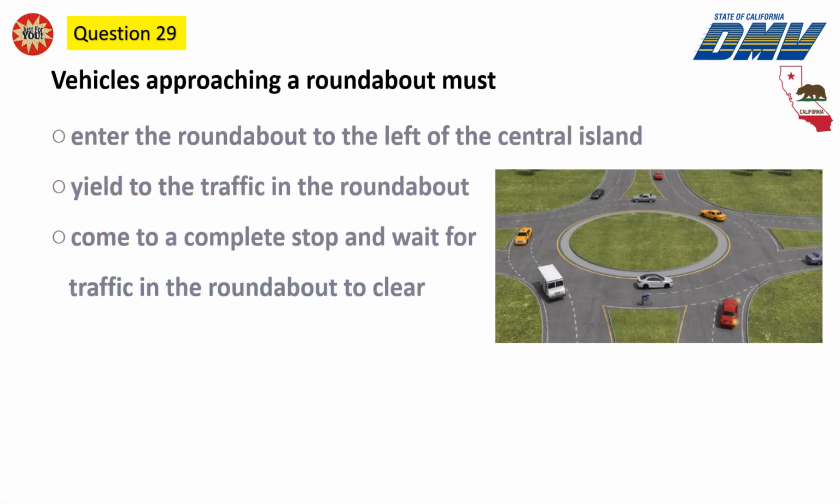Question 29. Vehicles approaching a roundabout must enter the roundabout to the left of the central island, yield to the traffic in the roundabout, come to a complete stop and wait for traffic in the roundabout to clear.